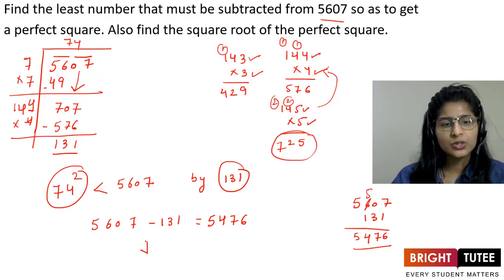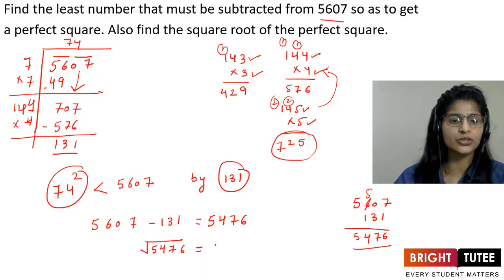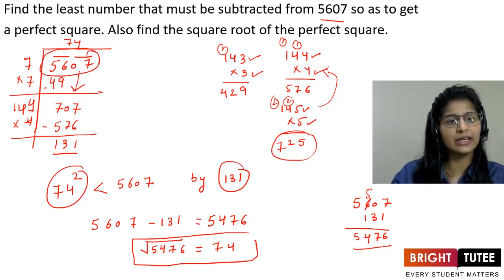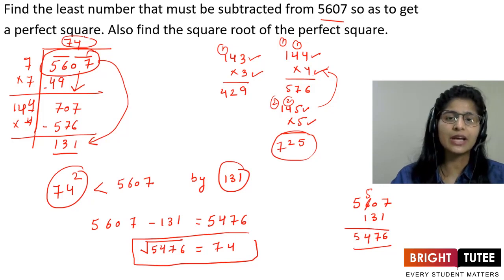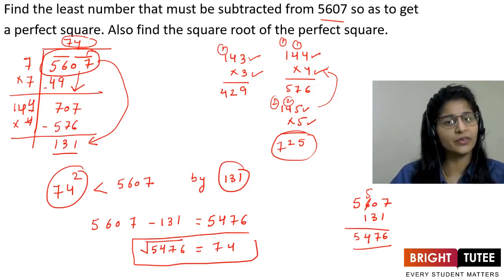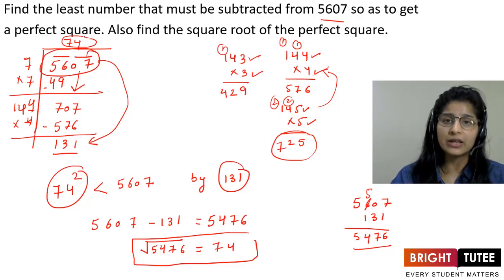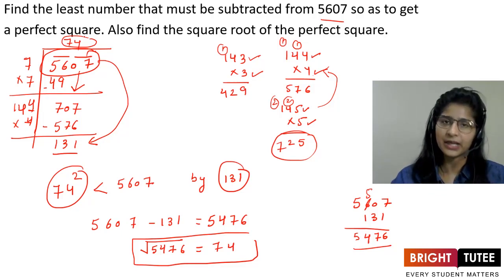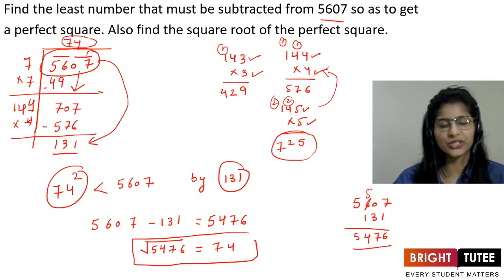So we say square root of 5476 is equal to 74. Because what we observed, that this number is 131 more than the square of 74. Because in the question we got 74. If this would have been the square of 74, we would have got the remainder as 0. But we are not getting the remainder as 0. We are getting 131. That means this 131 is extra in this number. Clear? Let's move ahead to another question.